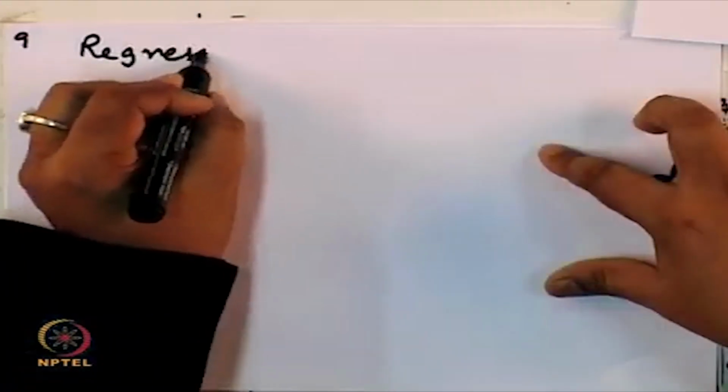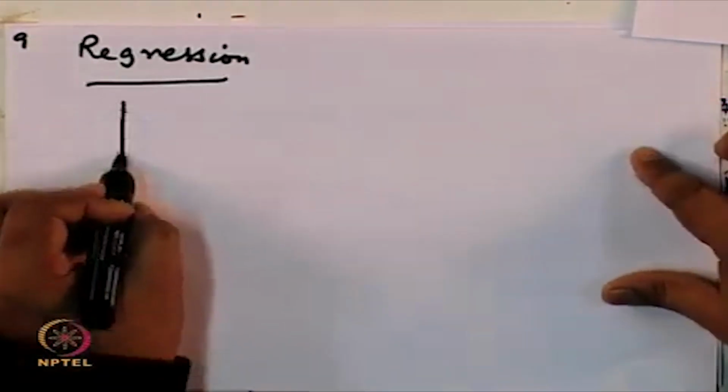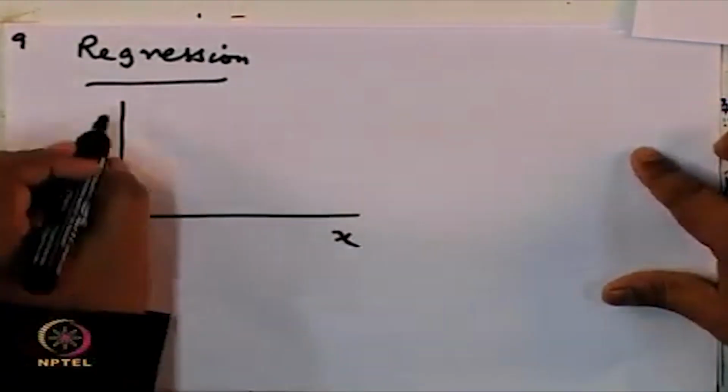Okay. So, in regression, okay, what you do is, let us say you have a set of data points x and y.